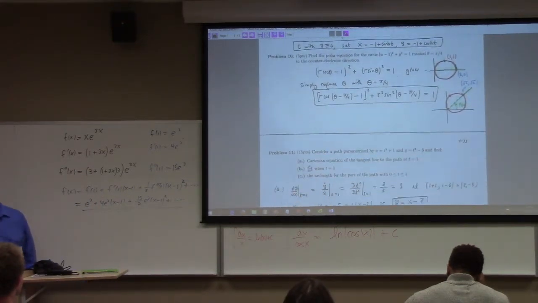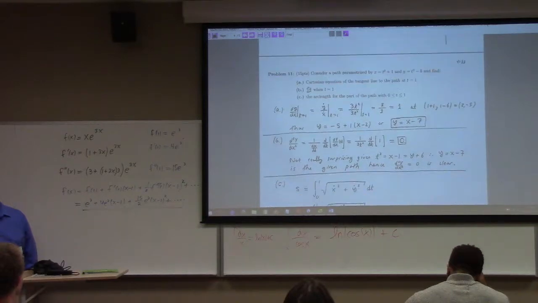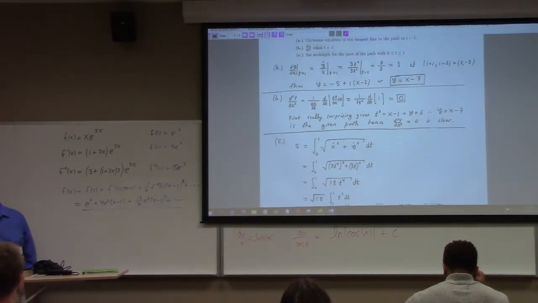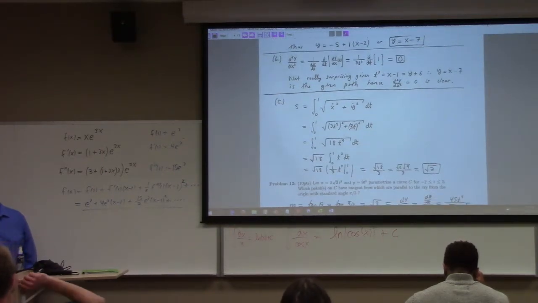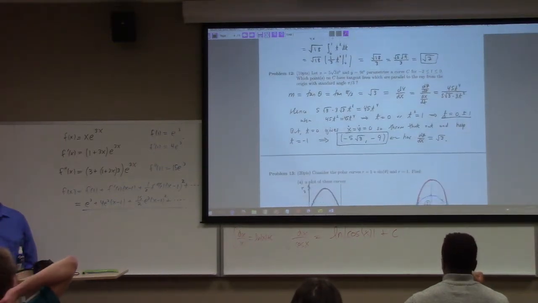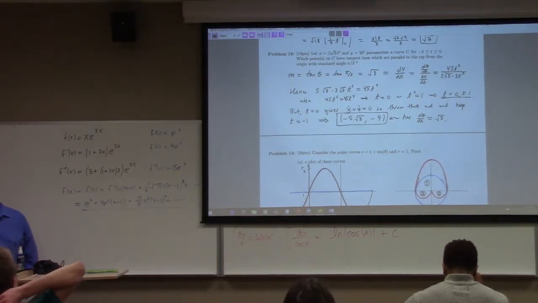And can you find the tangent line to a path, a parametric curve? Can you find, is it concave up or concave down? I think arc length is a pretty important idea there.